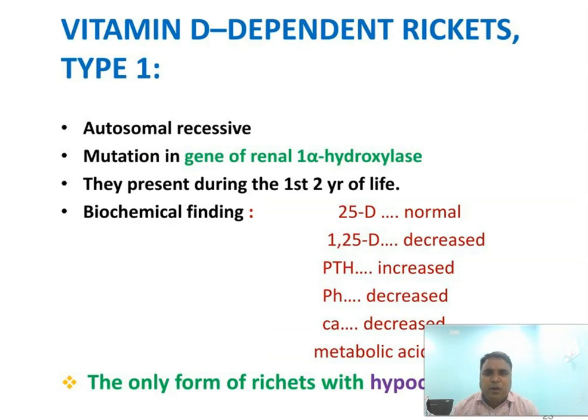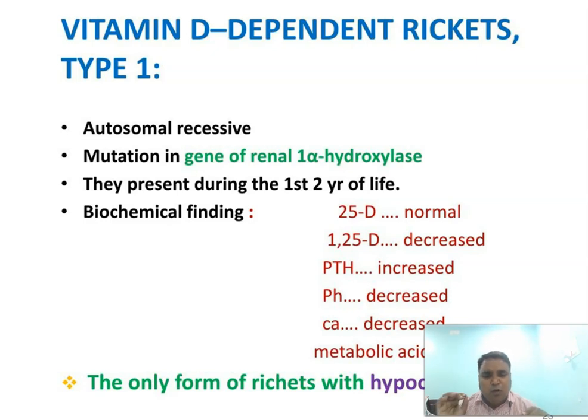Then what do you mean by type 1 vitamin D dependent rickets? It is an autosomal recessive form. It is due to a mutation where the renal 1-alpha hydroxylase enzyme will be defective. That can cause type 1 vitamin D dependent rickets. The presentation is in early life. Then what are the biochemical findings? Here 25-hydroxy vitamin D is normal, but because of the defect in the 1-alpha hydroxylase enzyme, the 1,25-dihydroxy vitamin D level will be decreased. That is most important. 1,25 vitamin D level is decreased, parathyroid hormone is increased, calcium level is decreased.